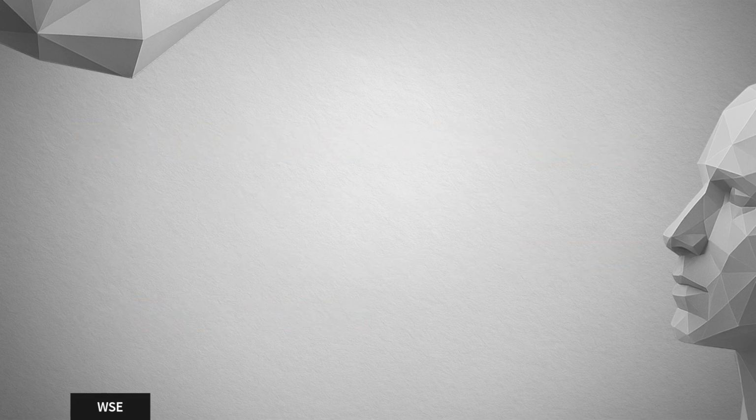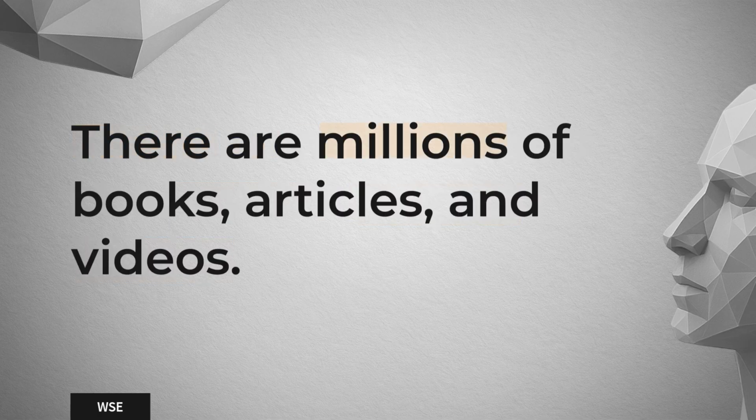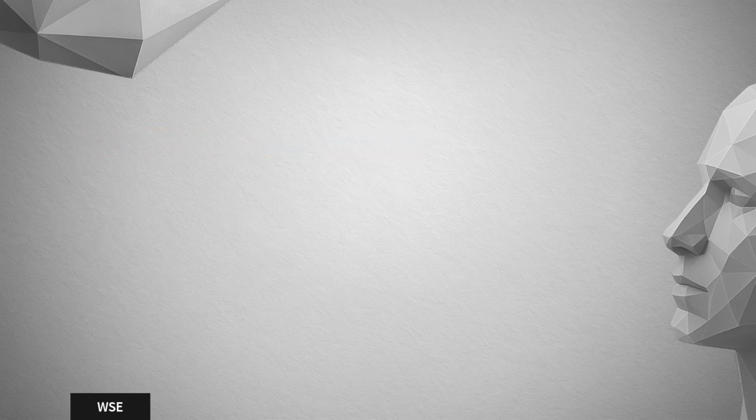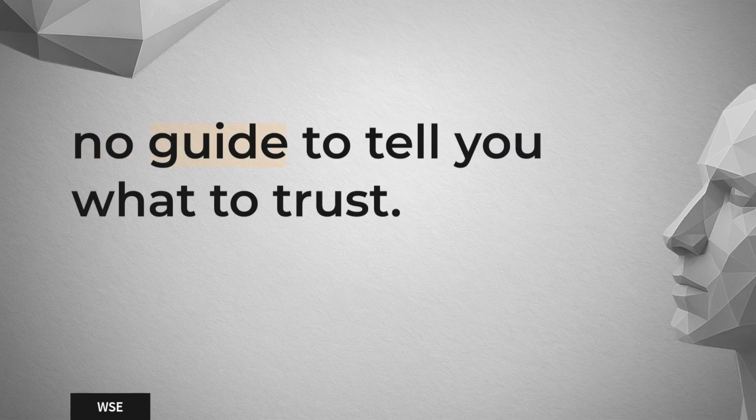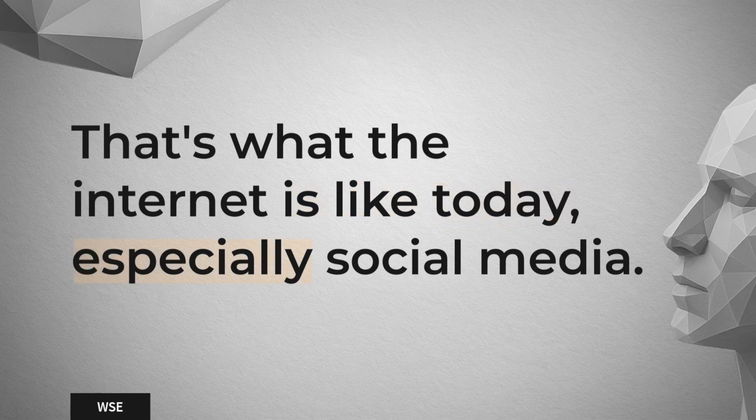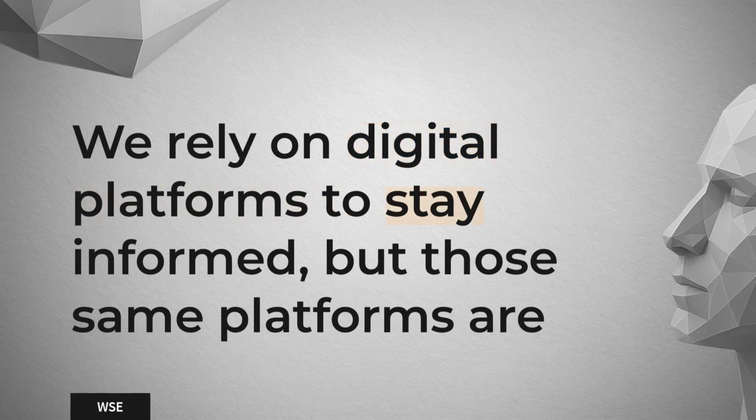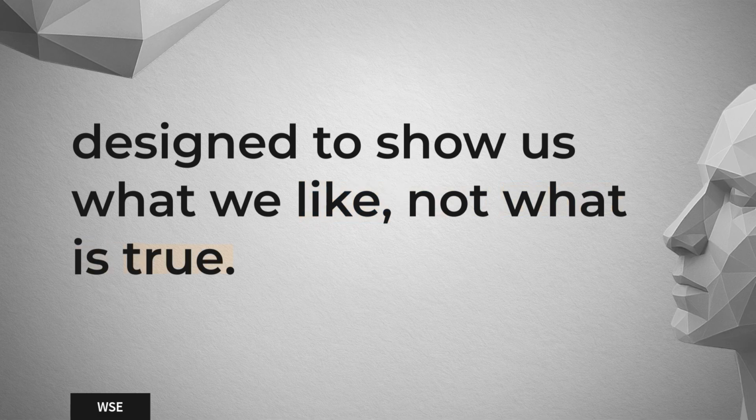Think about it this way. Imagine walking into the world's largest library. There are millions of books, articles, and videos. Some are true. Some are completely false. And some are a mix of both. But there are no labels. No warning signs. No guide to tell you what to trust. That's what the internet is like today, especially social media. Here's the dilemma. We rely on digital platforms to stay informed, but those same platforms are designed to show us what we like, not what is true.